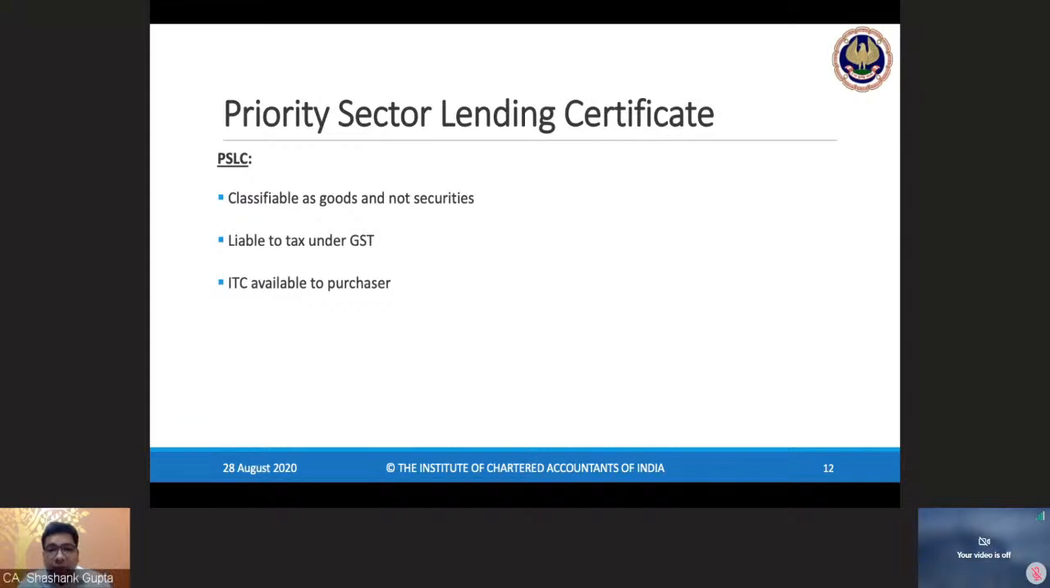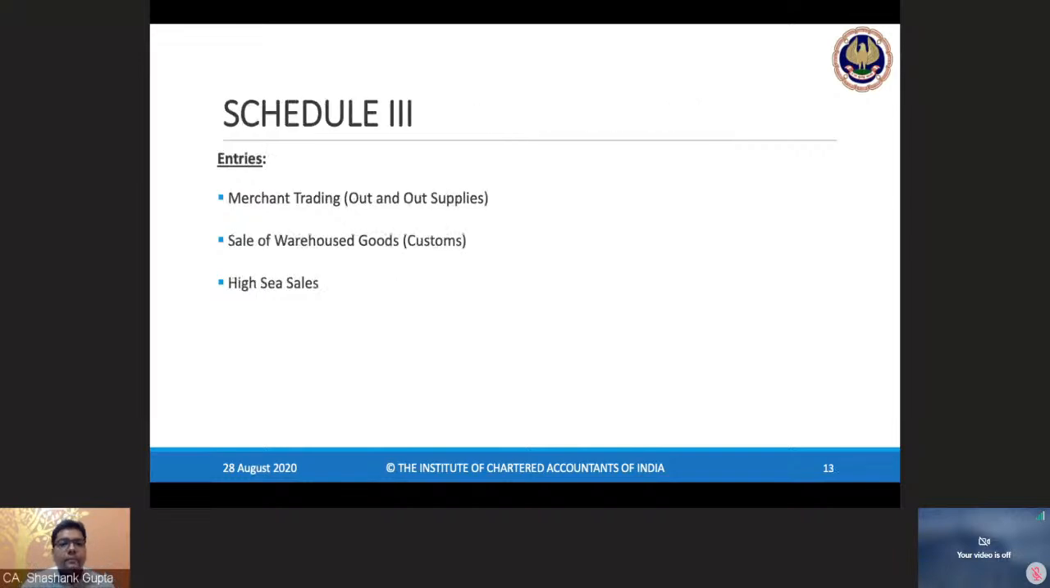The question arose whether this lending activity is liable to GST. If yes, whether this is securities, whether this is services, whether this is goods. It was clarified that this is goods and not securities. This is liable to tax under GST, and when liable to tax under GST, the recipient who will be paying this GST can avail the input tax credit of such GST.